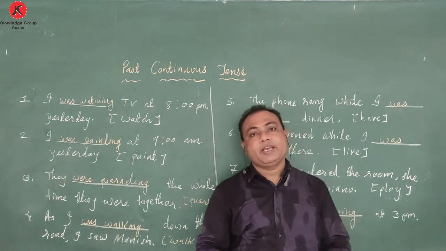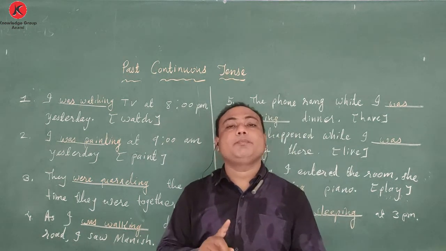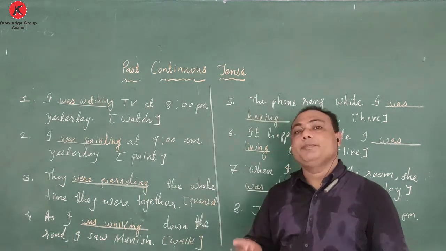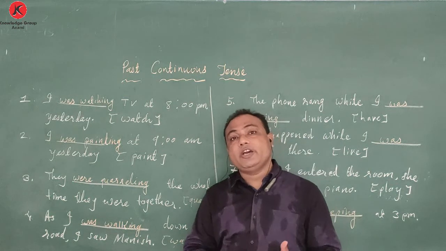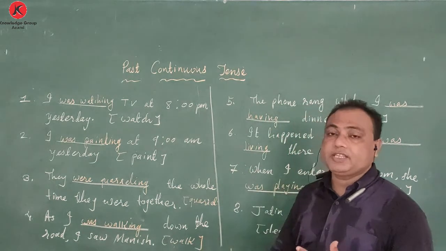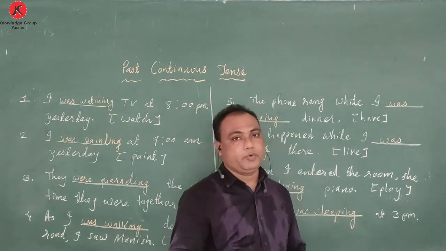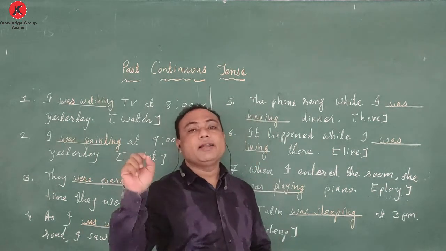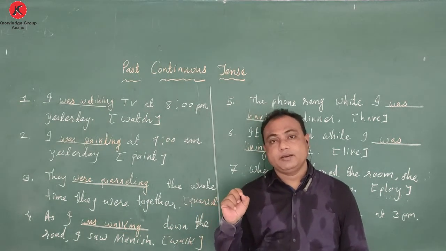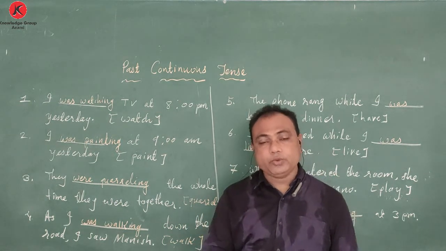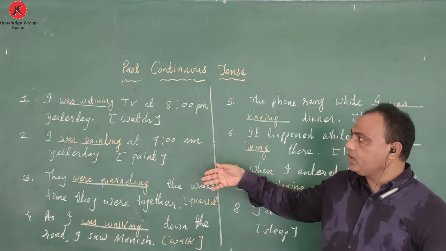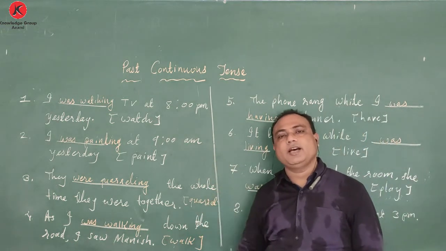Now present continuous: am, is, are plus verb plus ing. Present perfect: has, have plus V3. Present perfect continuous: has or have plus been plus verb plus ing. Now, simple past tense we shall discuss. Simple past tense has four verb forms. One is V2, another is did plus V1, and was and were used alone, and had used alone. In past continuous, we already have the verb form: was or were plus verb plus ing.